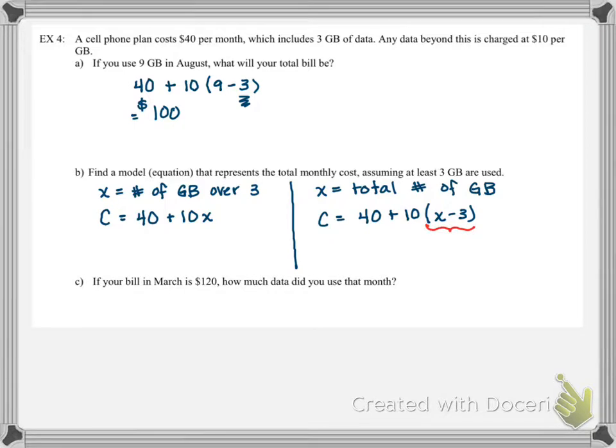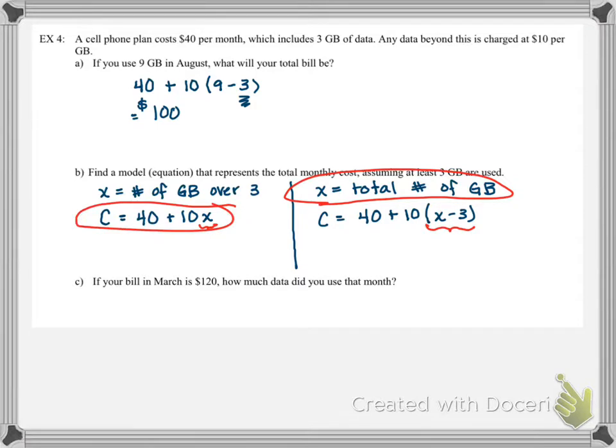This right here that we're multiplying by the 10, in both of these cases, is the number that we went over, like the amount of gigabytes that we went over the 3. We're just expressing it in a different way. And neither of those is wrong. Those are both perfectly correct. However, if you say this and write this, that is not accurate, right?